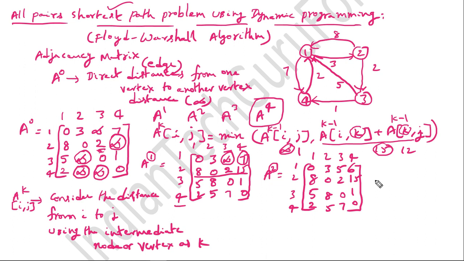Now let me calculate the A power 3 matrix. A power 3 with rows and columns 1, 2, 3, 4. As far as A power 3 is concerned, the third row and third column values are fixed. 5, 8, 0, 1 is fixed, this one, and 5, 2, 0, 7.